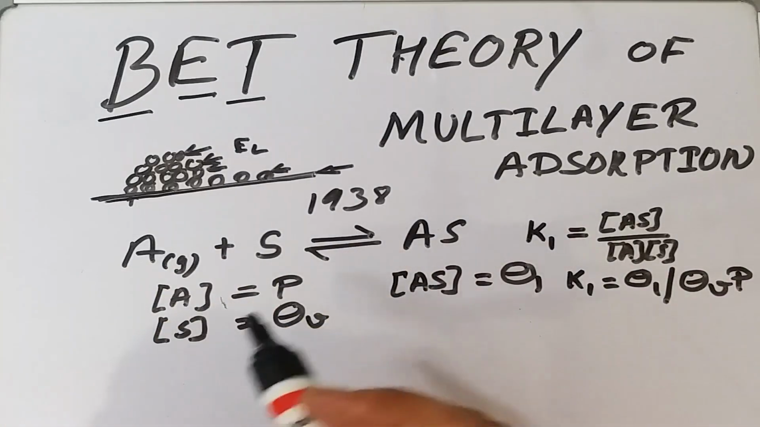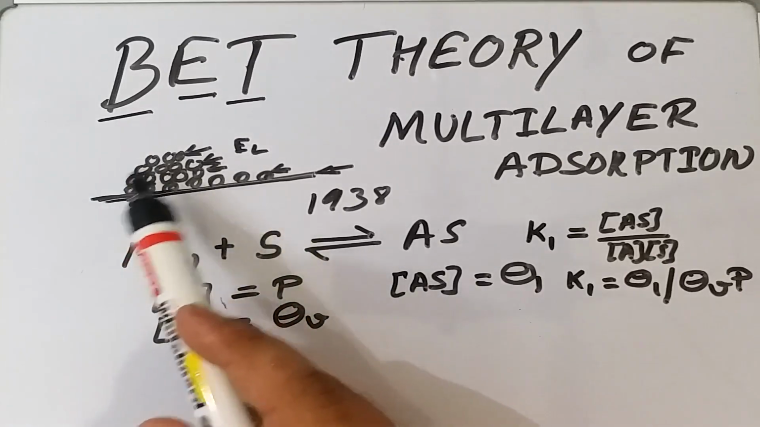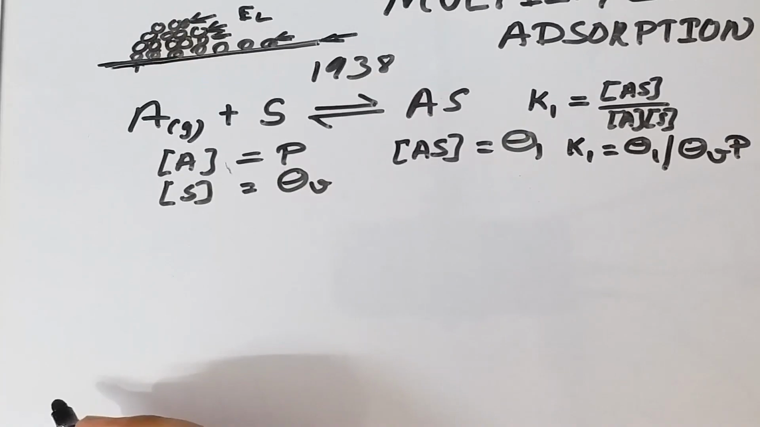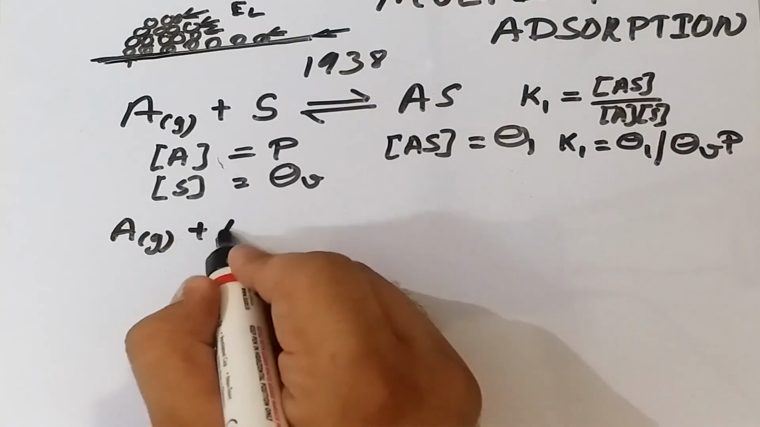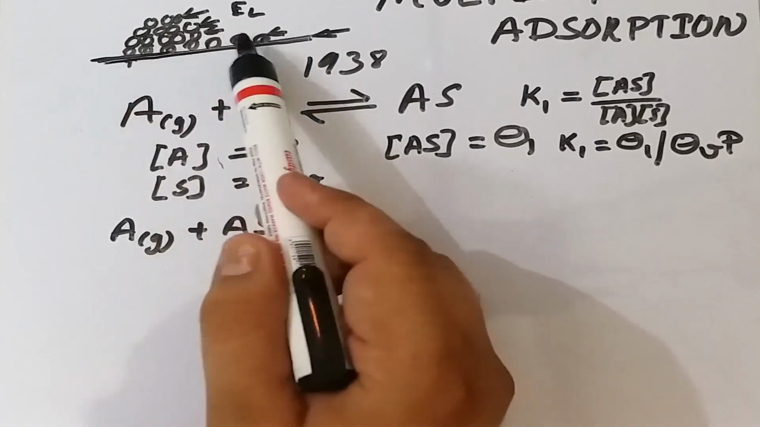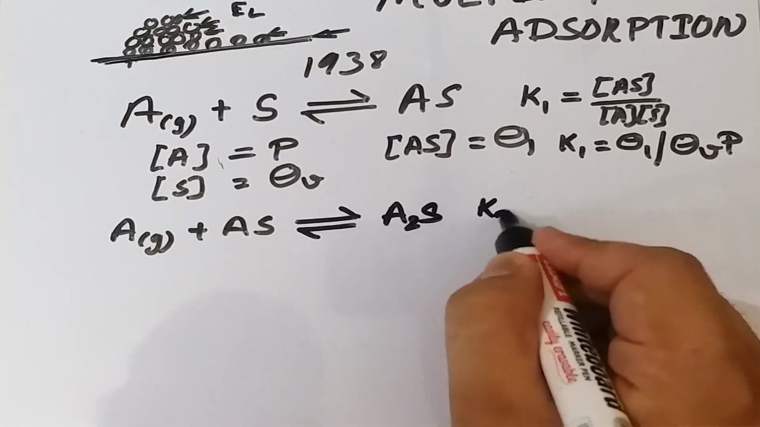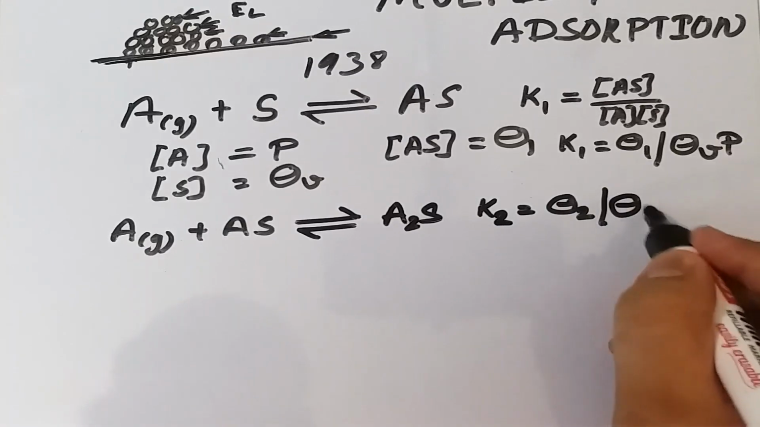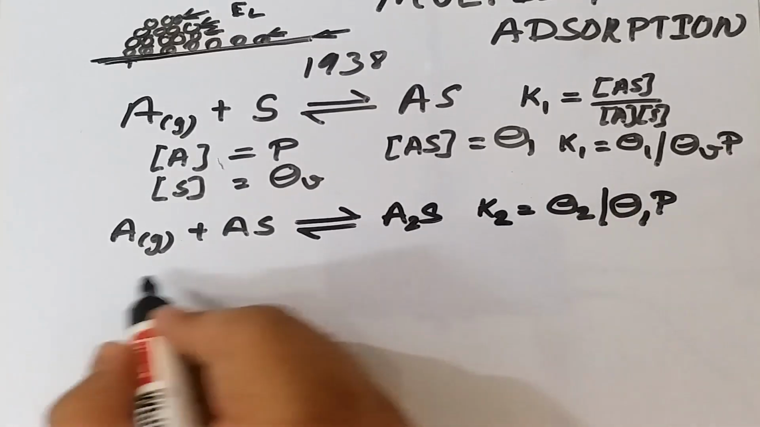Now similarly, on the first layer the second layer will sit, on the second layer the third layer will sit, and on the third layer the fourth layer will sit. So similarly for the successive layers, that is for the second, third and fourth layer, I can write AG plus again AS. So this AS will be now the amount of sites available, and then I can write it A2S, and this I can write as K2 is equal to theta 2 upon theta 1 into P. So this will be the equilibrium constant for our second layer.